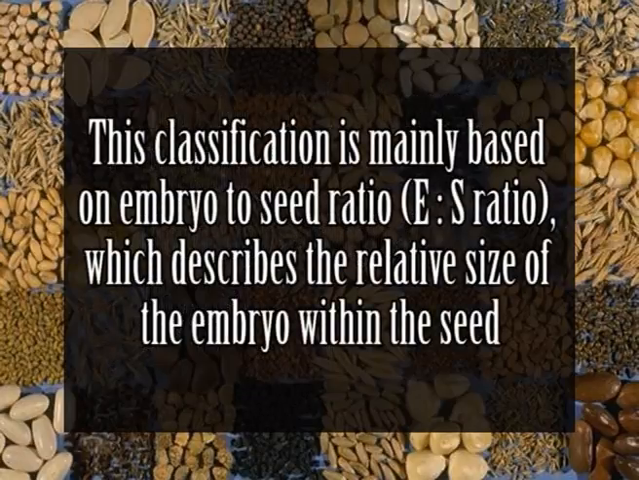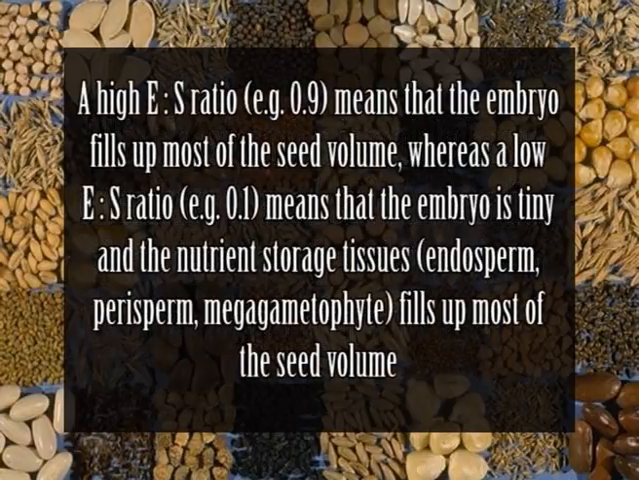This classification is mainly based on the embryo to seed ratio, I mean E:S ratio, which describes the relative size of the embryo within the seed. I mean, a high E:S or embryo to seed ratio, for example 0.9, means that the embryo fills up most of the seed volume, whereas a low E:S ratio, for example 0.1, means that the embryo is tiny and the nutrient storage tissues, that means endosperm, perisperm, megagametophyte, fill up most of the seed volume.